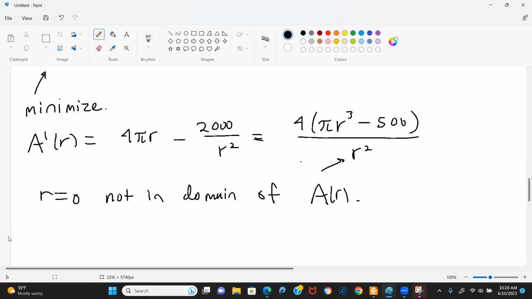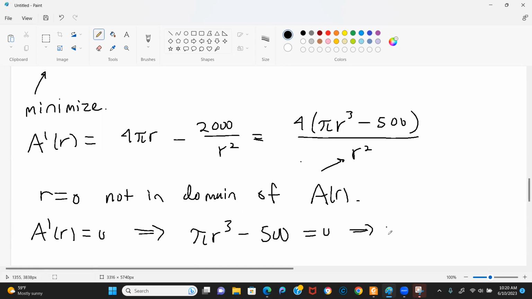However, if we set the derivative equal to 0, the numerator has to be 0. And when you solve for that, that's going to imply that r is the cube root of 500 divided by pi.